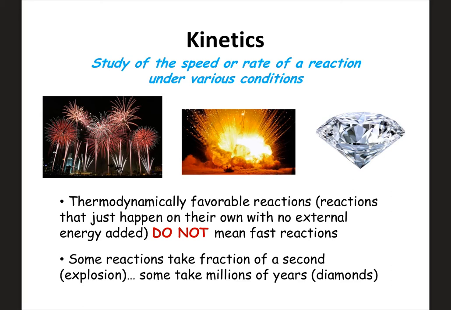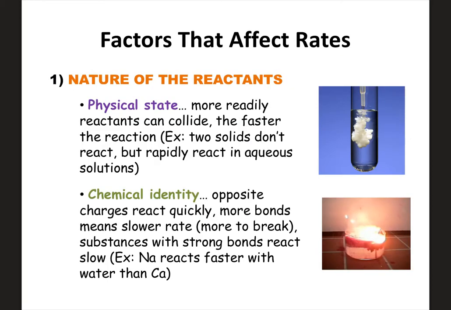But when we're looking at kinetics here, we're going to be studying the rates of reactions. There are a bunch of different things that can affect the rate of a reaction. And by rate, we mean how fast or slow it's going to go. The first thing that can affect the rate of a reaction is what we call the nature of the reactant. So the physical state of the reactants, for example, if you have reactant particles that can more readily collide, you're going to have a faster reaction rate.